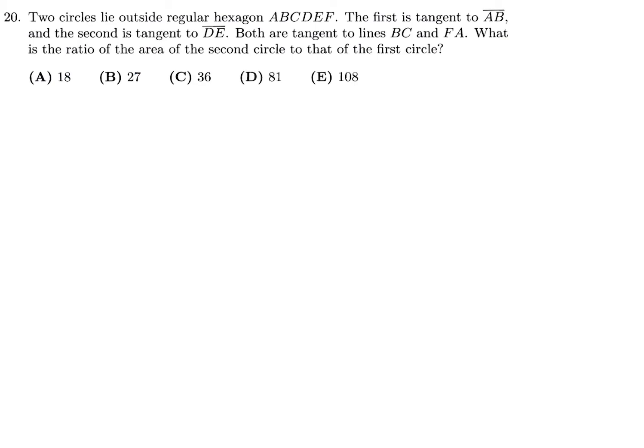Two circles lie outside regular hexagon A, B, C, D, E, F. The first is tangent to AB, and the second is tangent to DE. Both are tangent to the lines BC and FA. What is the ratio of the area of the second circle to that of the first circle?